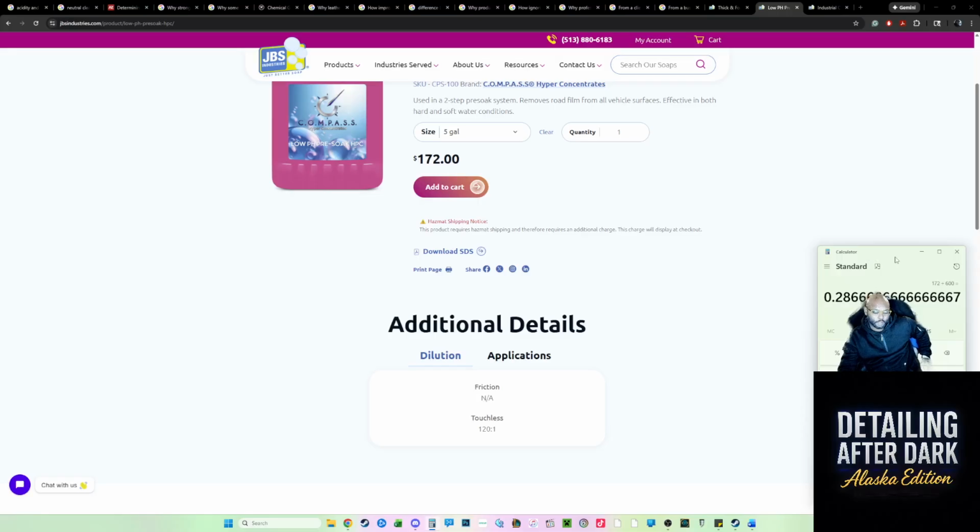Whereas if you bought something that was a 1 gallon and it can only go up to 5 gallons, and it was $20, you got 5 divided by 20, 25 cents. I think it's cheaper.